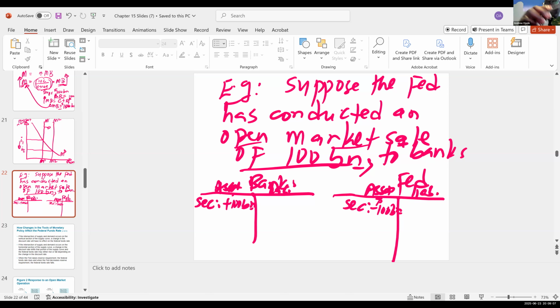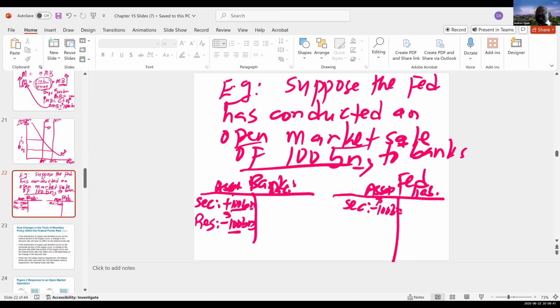Okay. Traditionally, when you buy something from somebody, you have to pay for it using cash or a check. The banks don't need to carry a check to the Fed. Why? Because banks already have an account with the Federal Reserve called the reserve account. So when banks buy something from the Fed, it's just going to debit the bank's reserve account by $100 billion. If the balance sheet of the banks was balancing before, it should still balance, because we added something worth $100 billion and subtracted something worth $100 billion.